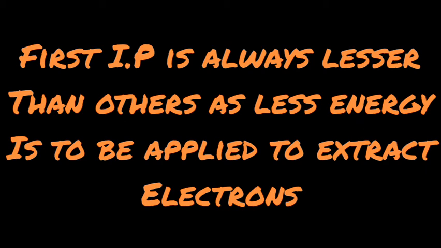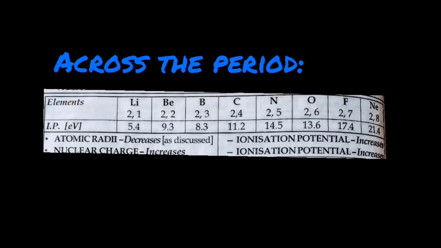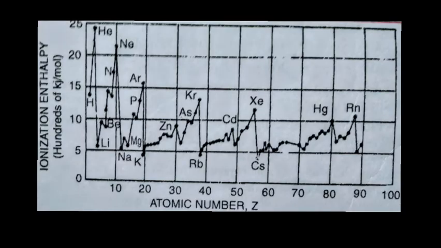Moreover, due to the shielding effect and less penetration of the outermost subshell, the valence electron is easier to extract. So, across the period, ionization potential increases due to the increase in nuclear charge and decreases down the group with the increase in atomic size. We can also visualize the property trend by observing a particular plot which is shown on the screen.